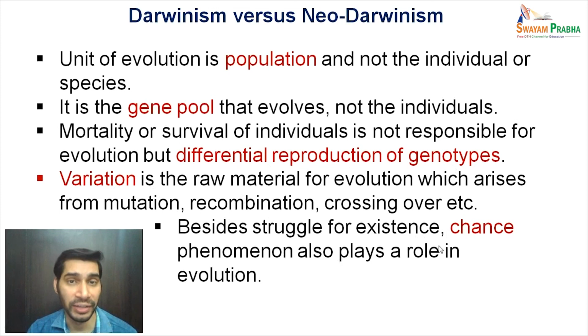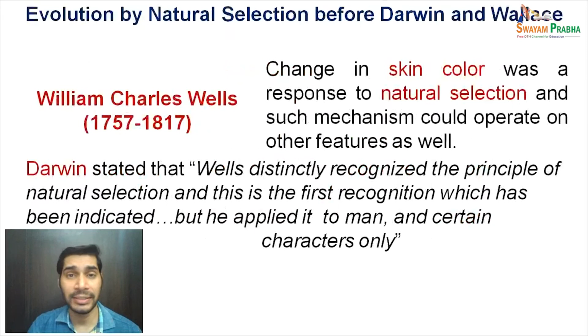Now, once we have discussed Lamarckism, Neo-Lamarckism, Darwinism, and Neo-Darwinism, let us quickly discuss the theories or the points which people gave even before Darwin or Wallace about natural selection. One of them is William Charles Wells, who discussed the changes in skin color in response to natural selection. Darwin also stated that Wells distinctly recognized the principle of natural selection, and this is the first recognition which has been indicated. But the drawback was that he applied it to only humans and to only a few characters. Nevertheless, he did mention the theory of natural selection well before Darwin and Wallace.